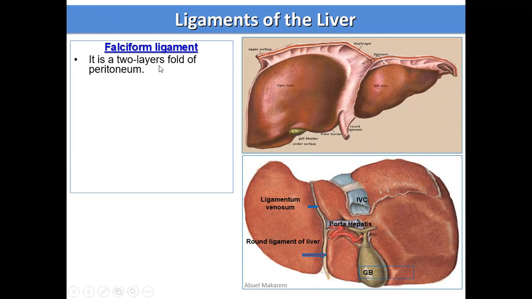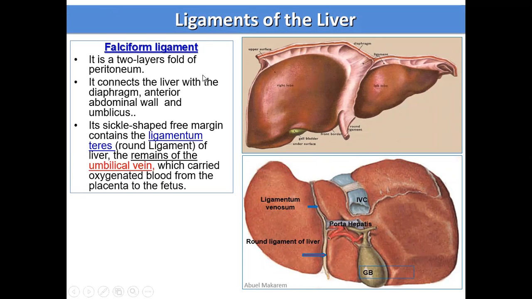It is a two-layer fold of the peritoneum. It connects the liver with the diaphragm above, the anterior abdominal wall, as well as the umbilicus, through which the round ligament goes up. It is sickle shaped. The free margin contains the ligamentum teres. So it contains the sickle shaped free ligament that forms the ligamentum teres, that is the round ligament.